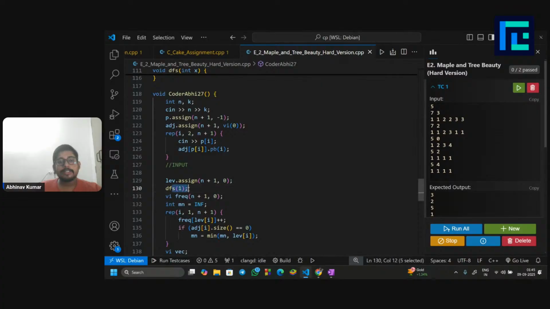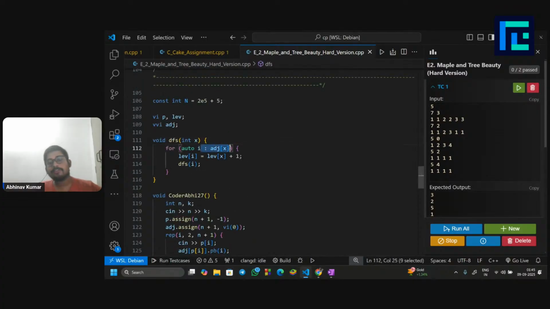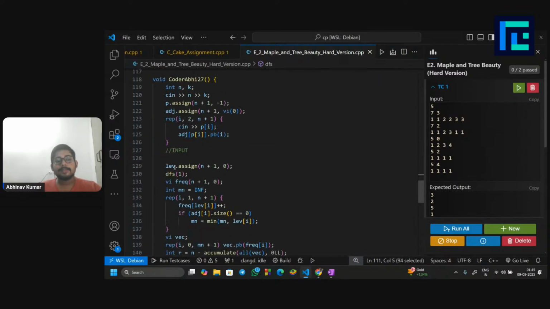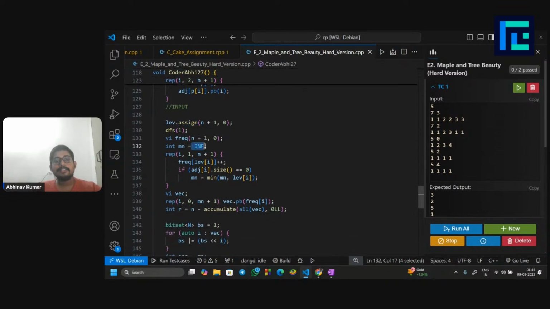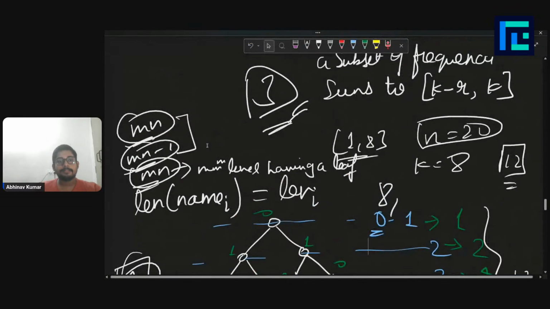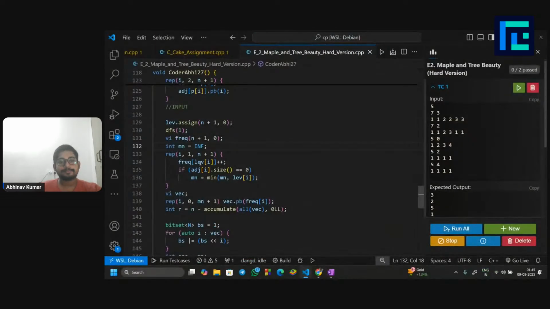So I assign 0, then I run a DFS. In the DFS, I go to every child of the node. I update its level as level of x plus 1 and run the DFS. After running this DFS, my whole level vector would be updated. Level i would denote the level of the ith node. After that, I calculate the minimum level. Okay, the minimum depth. That would be my answer.